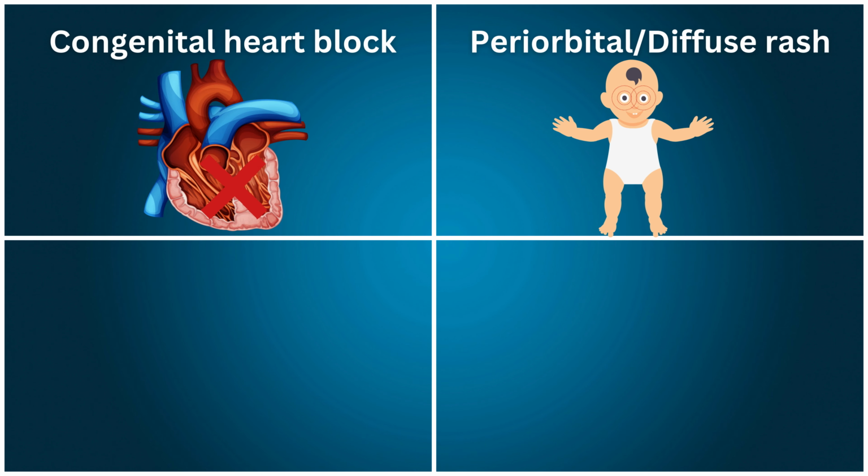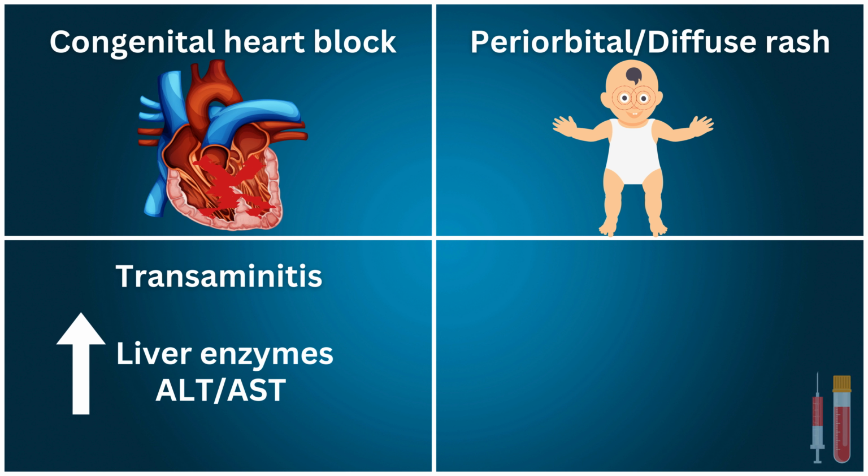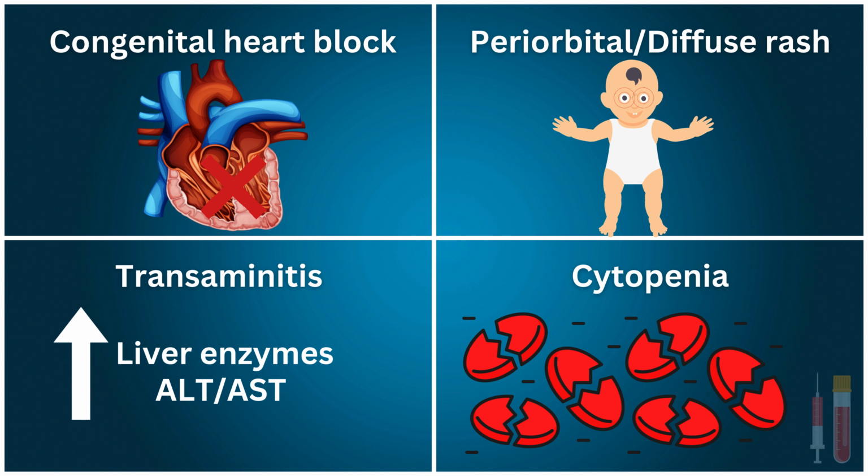Congenital heart block, periorbital rash that is diffuse around the eyes, transaminitis, which refers to elevated levels of liver enzymes, specifically ALT and AST, which indicate damage or inflammation in liver cells. And finally, cytopenia or decreased blood cell count at birth.